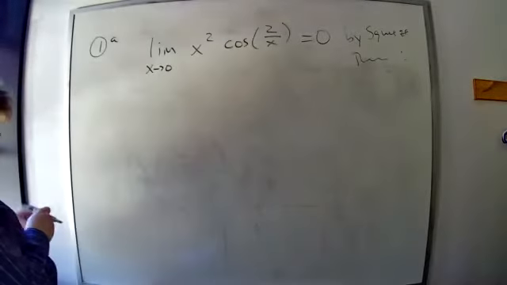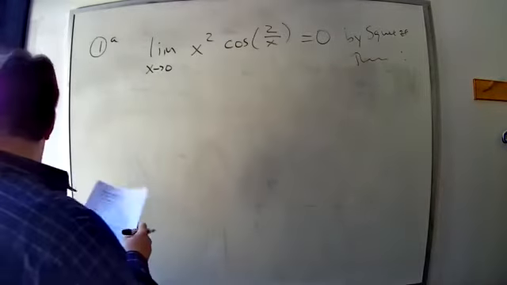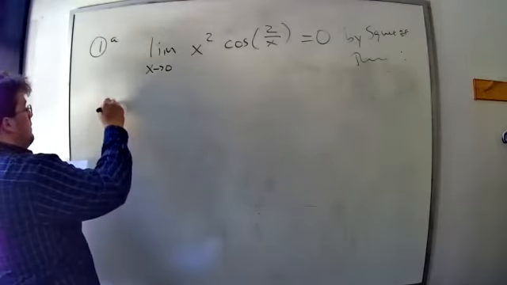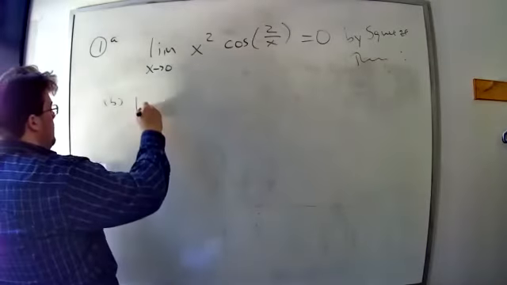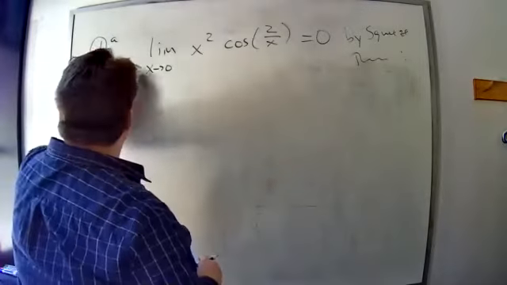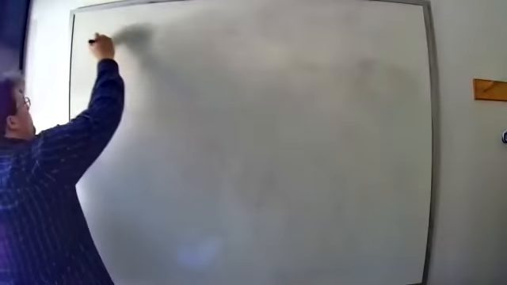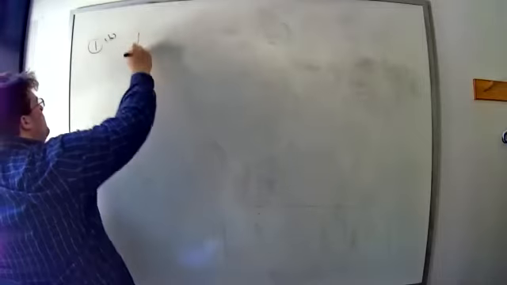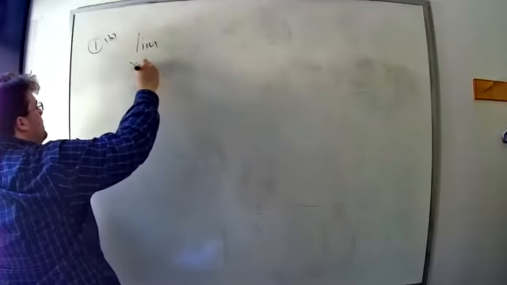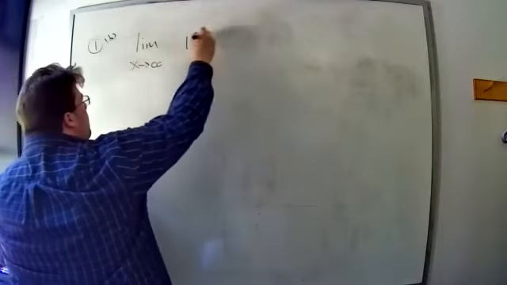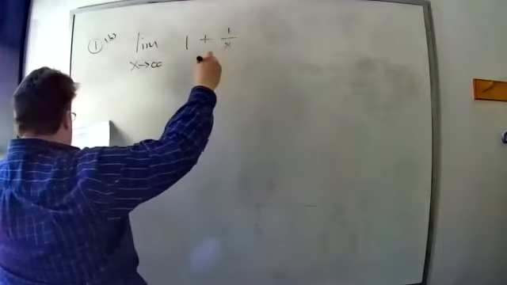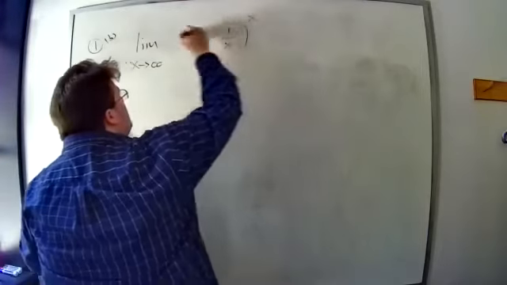Limit as x goes where? To infinity. I'm probably going to need the whole board, so I'm going to have to erase that one. 1b. Limit as x goes to infinity, 1 plus 1 over x, all to the x.